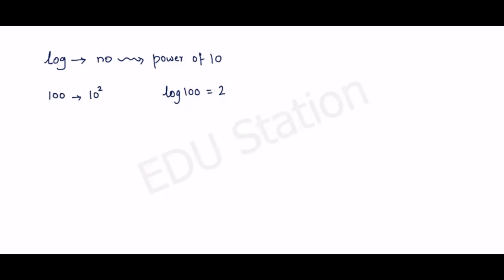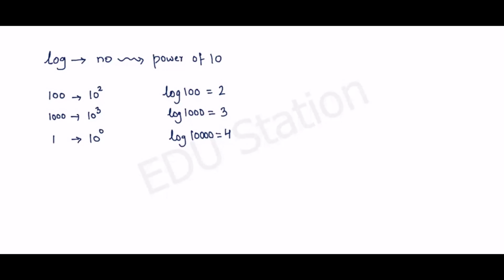Now, likewise, if you have 1000, it is 10 raised to power 3. So, log 1000 will be equal to 3. Henceforth, you can have log 10,000 as 4.